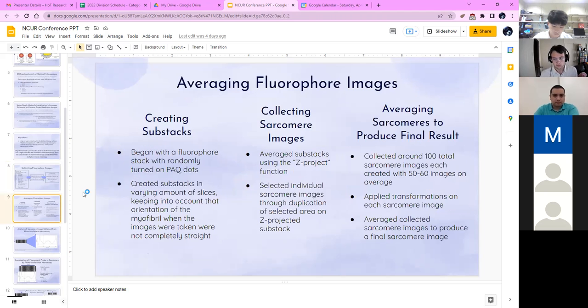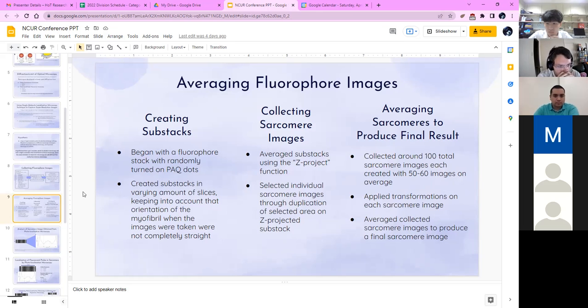So after taking those images, I had a fluorophore stack with randomly turned on photoactivatable quantum dots. This stack consisted of roughly 450 images or slices, as I call it. So what I did was I broke this large stack into varying substacks with varying amounts of slices. I had to take into account the orientation of the myofibril when the images were taken, since it wasn't completely straight.